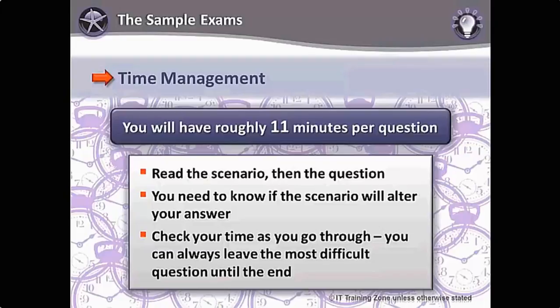Feedback from successful candidates suggests that very few people run out of time in the exam, but you still need to manage your time carefully.